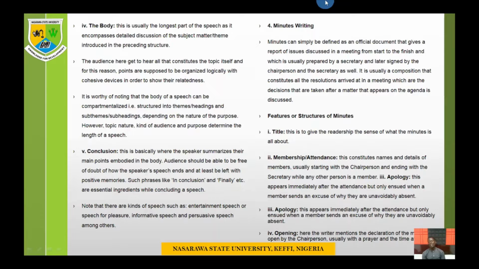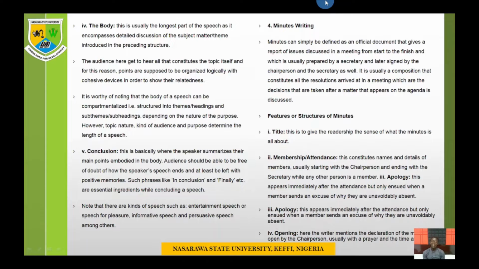Minutes can be simply defined as an official document that gives a report of issues discussed in a meeting from start to the finish, and which is usually prepared by the secretary and later signed by the chairperson and the secretary as well. When talking about minutes here, we are not referring to the minutes of time. We're referring to a document, and we call it a minute because it has to do with a record of what ensues in a discussion of a meeting, and it is normally prepared by the person we call secretary, who is officially assigned for that purpose.